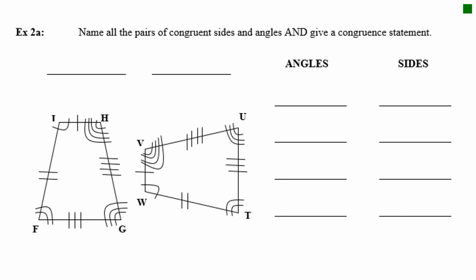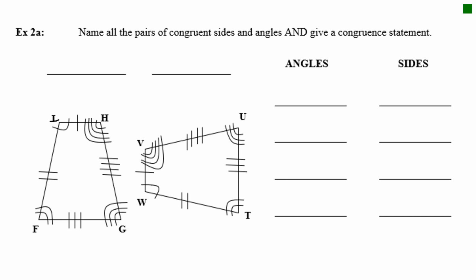Example 2A. Name all the pairs of congruent sides and angles and give a congruent statement. This example is very similar to the one we just did, except we're not given a congruent statement, and the picture already has all the sides and angles marked up for us. So we'll figure this out using the markings on the picture. I'm going to fix this real quick. This should be angle I.